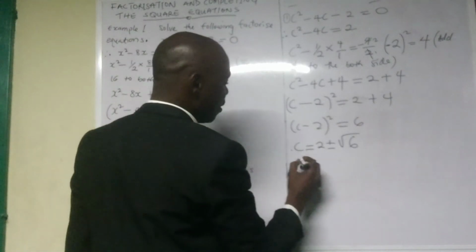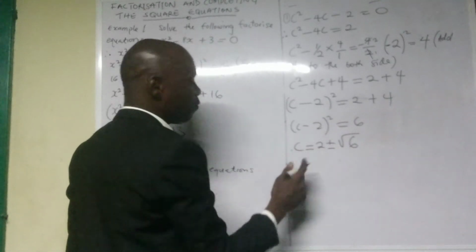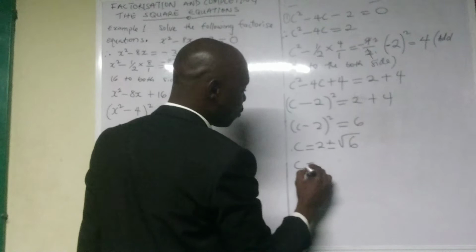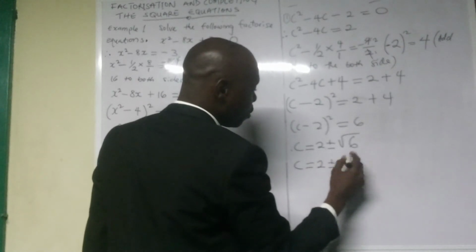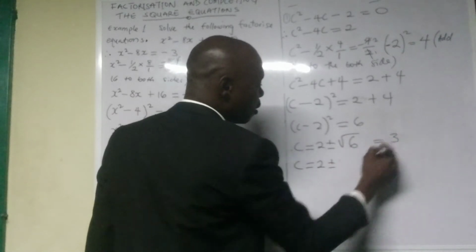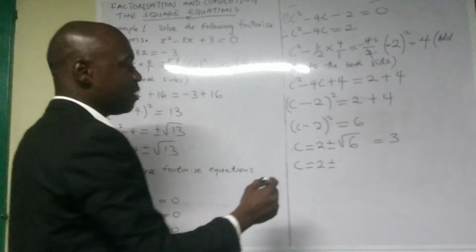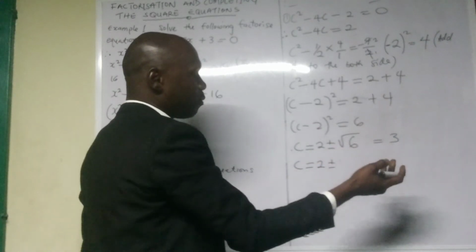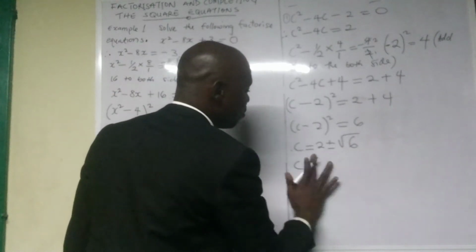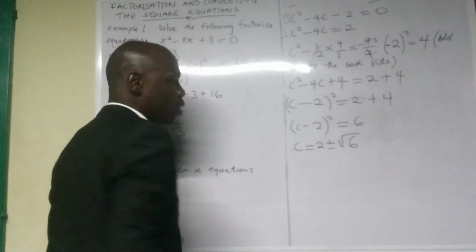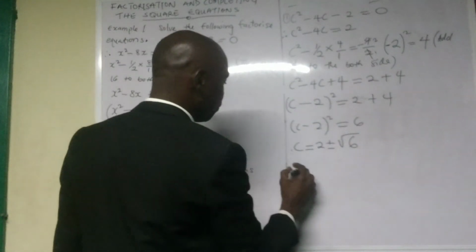Then if you go further, remember this 2, we take it to this side, that's why we have positive 2. Then c equals 2 plus or minus root 6. We cannot get the square root of 6 from this. Square root of 6 we don't have. So we leave our equation like this because it's a non-rational equation. So let's look for another example. Example 2.